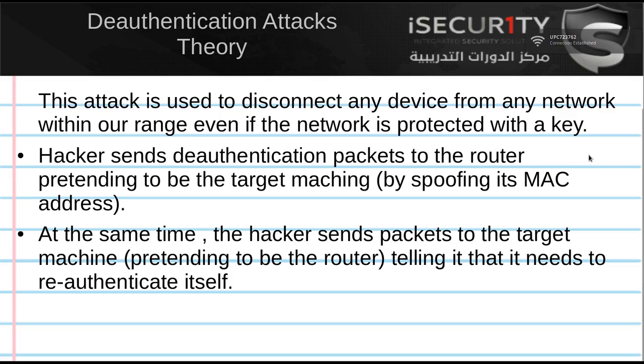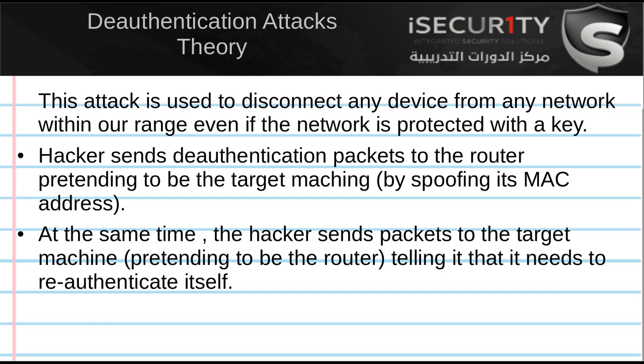Deauthentication attacks. We're still in our first section of the course, which means all the attacks we're going to talk about can be launched on any network within our Wi-Fi range, even if the network has encryption, even if it uses a key, and even if we don't have that key. So we don't have to connect to any network to launch these attacks. The deauthentication attack is very useful. It allows us to disconnect any device from any network that is within our Wi-Fi range.